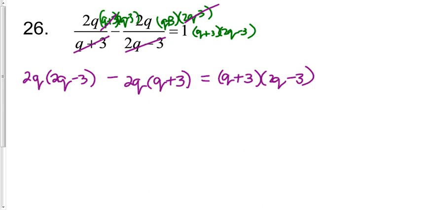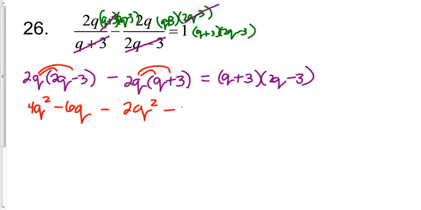Okay, so now let's do all of our simplifying, all of our multiplication here. We're going to distribute, and we get 4q squared minus 6q minus 2q squared minus 6q. Then over here we're going to use FOIL. Q times 2q is 2q squared. Q times negative 3 is minus 3q. 3 times 2q is positive 6q, and then 3 times negative 3 is minus 9.